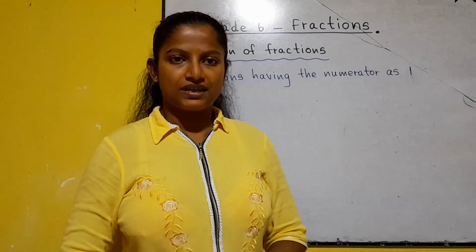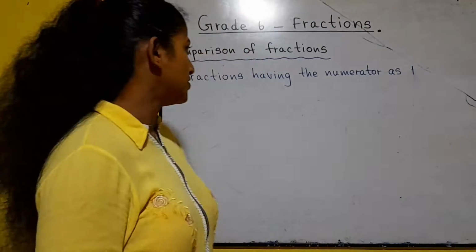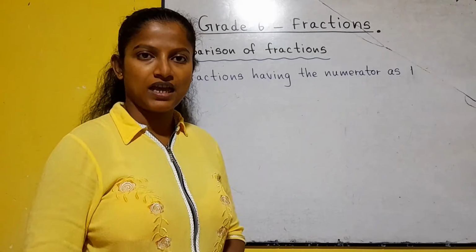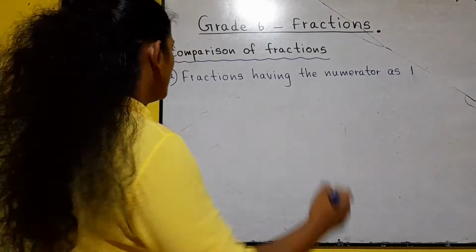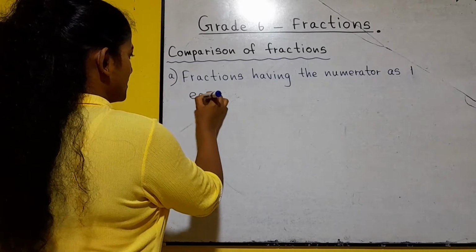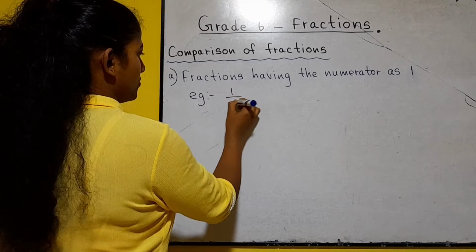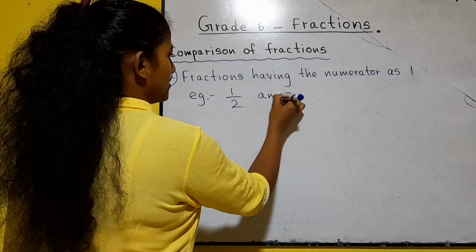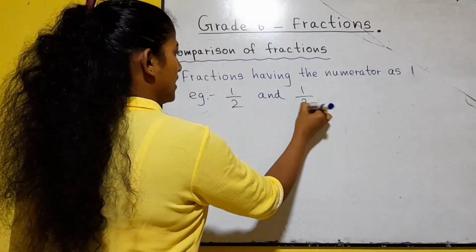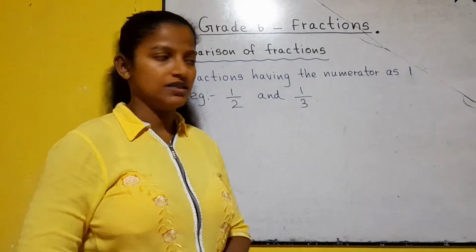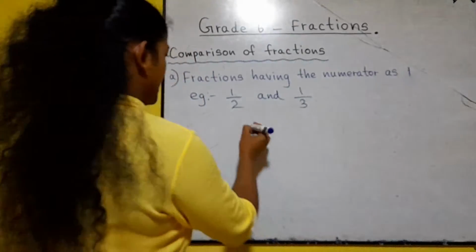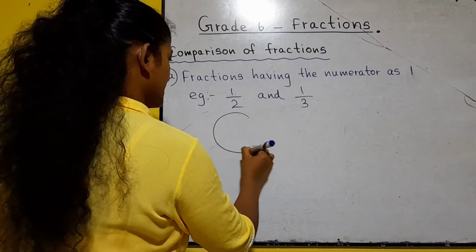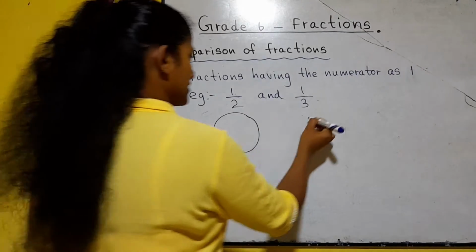Comparison of fractions. First we are going to talk about fractions having numerator as 1. For that we will discuss the two fractions 1 over 2 and 1 over 3. I am going to represent these two fractions in circles with equal size. Two circles with equal size like this.